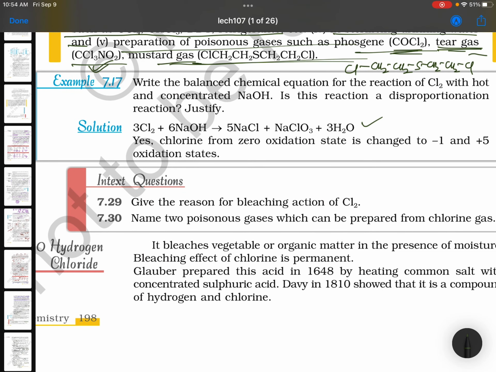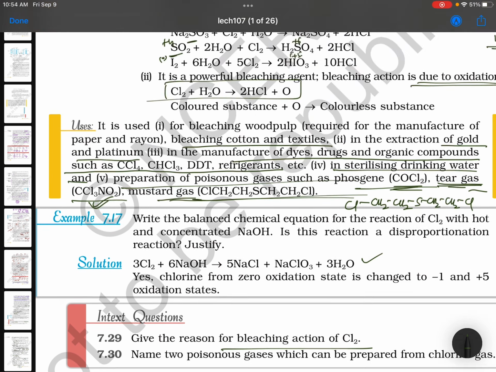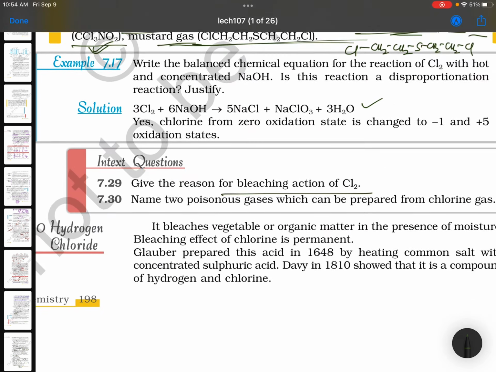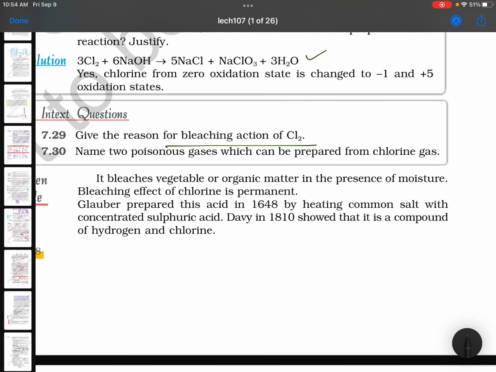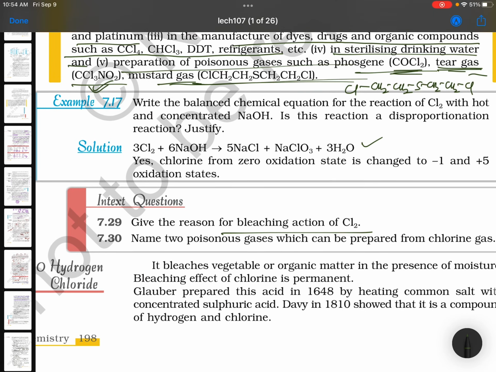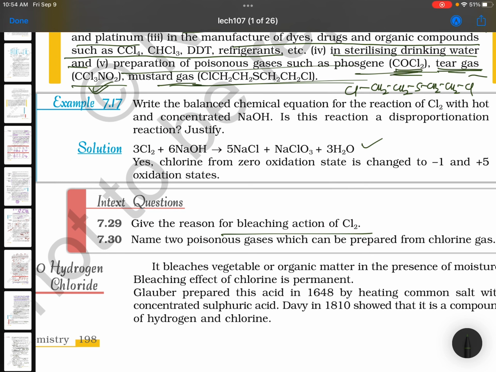This reaction we have already discussed now. It gives the reason for the bleaching action of chlorine because of oxidation. Name two poisonous gases which can be prepared from chlorine gas. Now why two? You take three: COCl2, tear gas and this one.